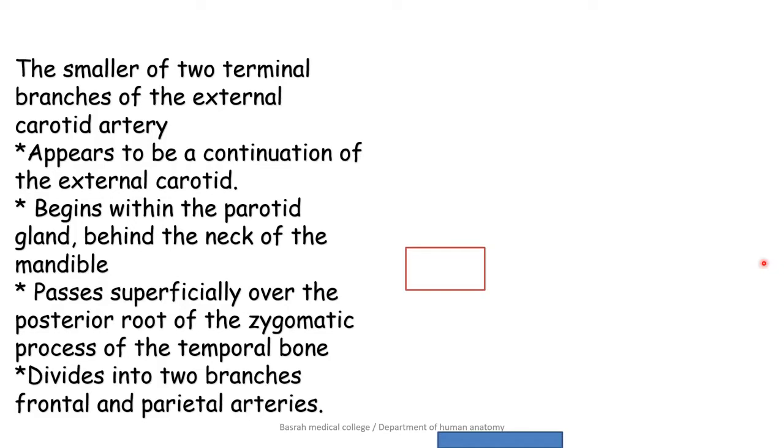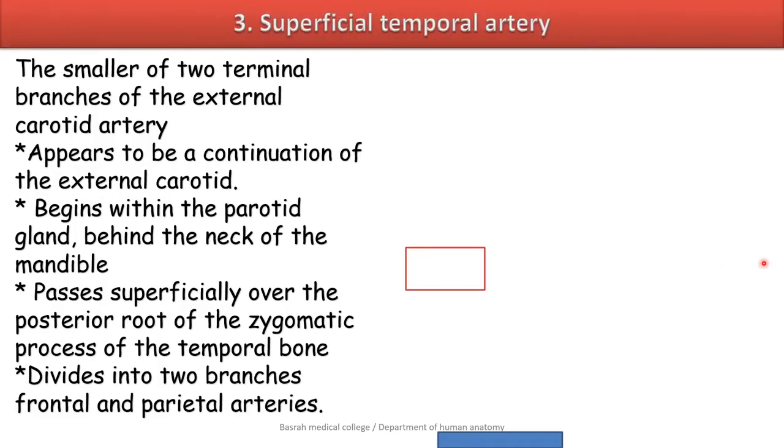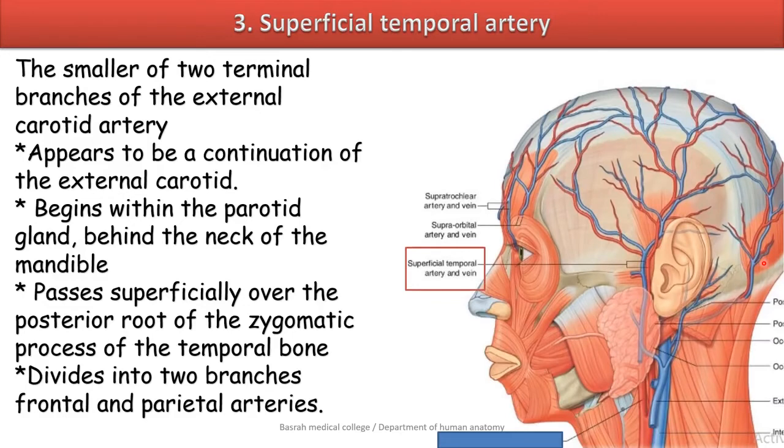Other branch is the superficial temporal artery, which is the smaller of the two terminal branches of the external carotid artery. Appears to be a continuation of the external carotid artery. Begins within the parotid gland behind the neck of the mandible. Passes superficially over the posterior root of the zygomatic process of the temporal bone. Divides into two branches, frontal and parietal arteries.